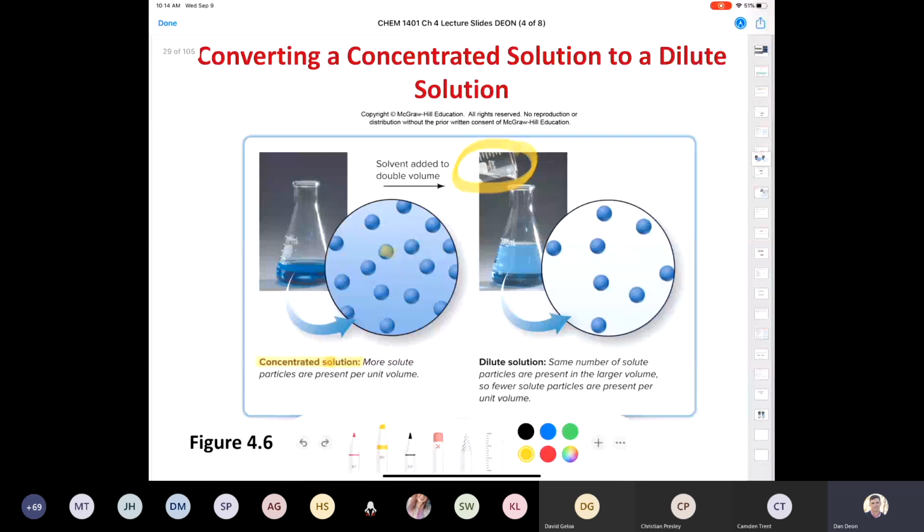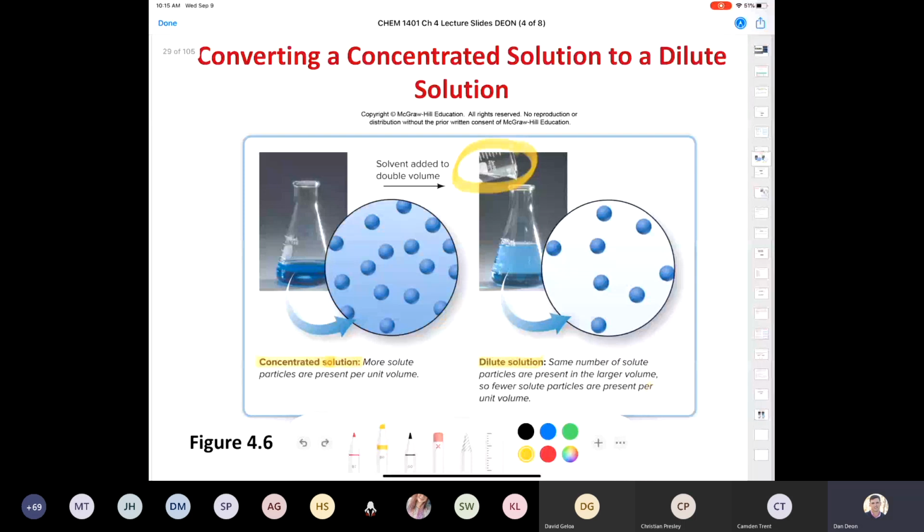You're adding more solvent, and what that does is make the space between the particles even bigger. You notice that they're closer here, they're tighter. So all you've done is diluted or separated the particles more. It says here, in the dilute solution, the same number of solute particles are present in the larger volume, so fewer solute particles are present per unit volume.